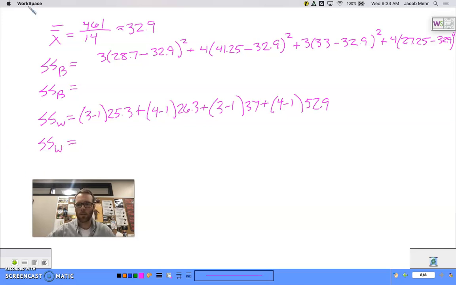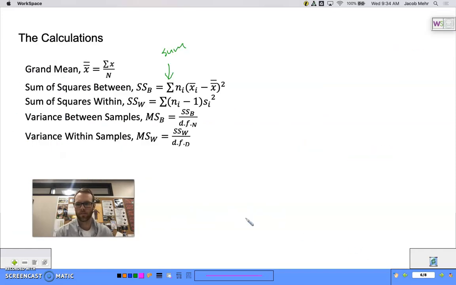All right, what I'm going to do is I'm going to pause my video. I'm going to grab my calculator. I'm going to find those, and then we'll resume. All right, so this is what I got for the sum of the squares between, 459.3, and the sum of the squares within, 362.2. All right, what's next in our calculations?